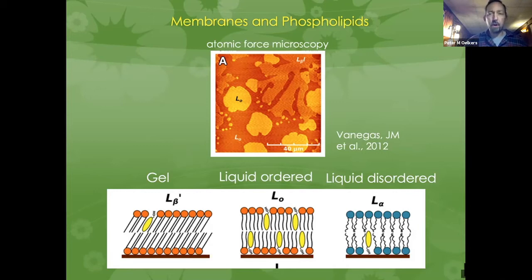If there's a lot of them that are closely packed, they can form what's called a gel. If they're loosely formed, they form a liquid ordered. If they are more loosely formed, it's liquid disordered. So there's a variety of these forms within any given cell membrane. It's not that it's all one form in one cell membrane.